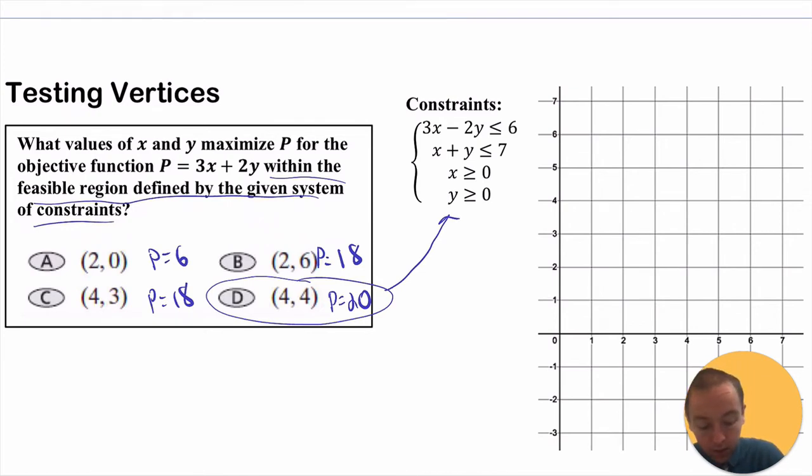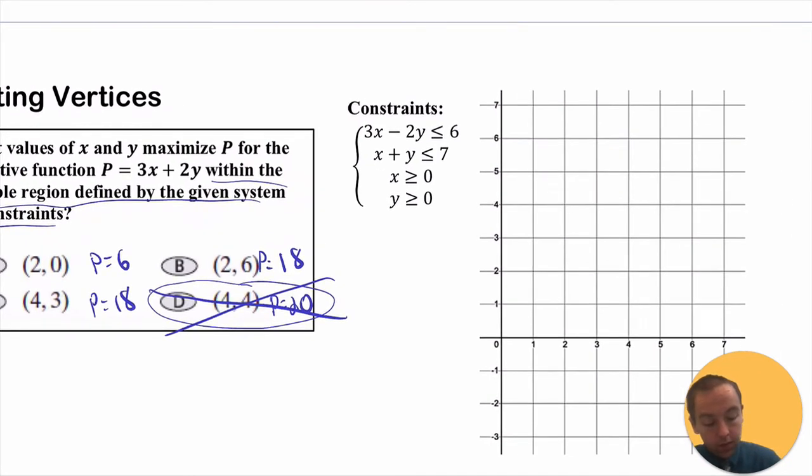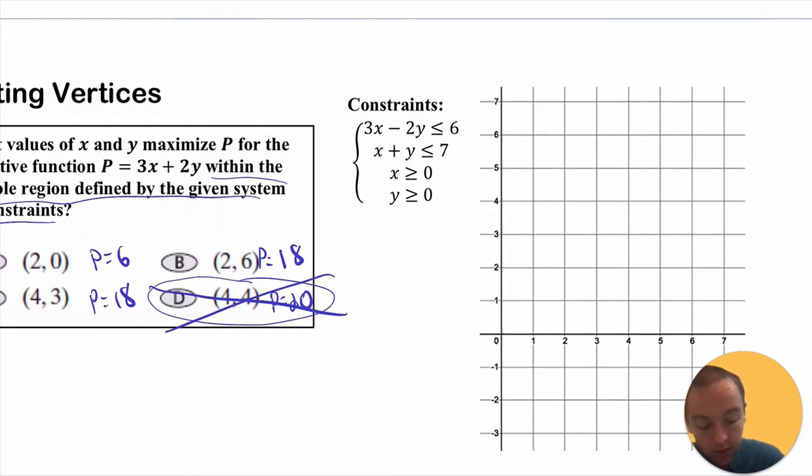Because, for example, you'll see if I put in the x and the y coordinates of 4 and 4 in that constraint, then you actually get 8 is less than or equal to 7, which is not true. So it's not actually going to be in the feasible region there. So it turns out that D is not going to be able to work, right? So now it'll be between B and C, and you really have to consider that in terms of the systems of constraints. So we might want to sketch this out and see what we have.